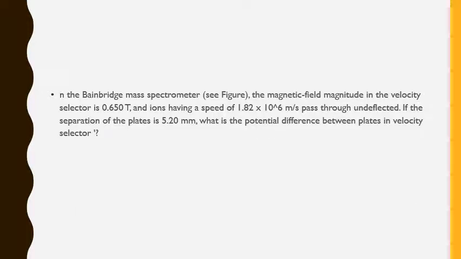There is a numerical I am giving you to solve. Solve it. If you have any problem, then you can ask. The past figure can be taken as reference. In this velocity selector, the electric field is asked and the magnetic field is given and velocity is given and separation between the plates is given. Do this. If you have any problem, you can ask.